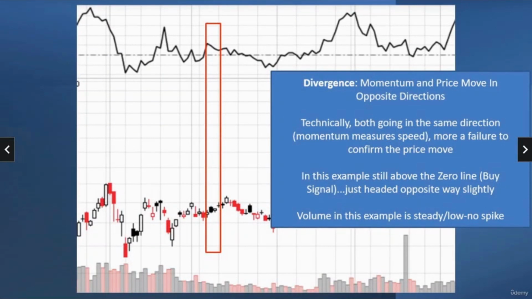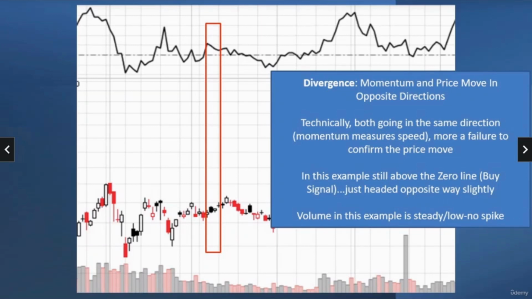If we look at it, it's pretty simple, but sometimes it does diverge, where momentum and price move in opposite directions, maybe ever so slightly. So if you see that, technically both are going in the same direction, because momentum is really measuring speed. It's more a failure to confirm the price move if it's going a little bit in the opposite direction. So if you see this here in this example, it's above the 0 line, which is a buy signal, but it's headed the opposite way slightly.